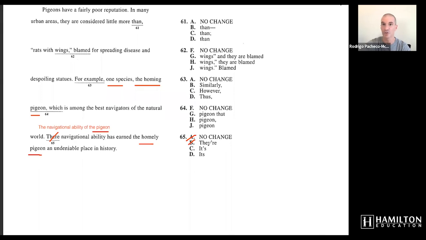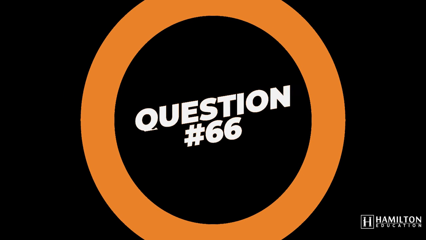There, this is a contraction for they are. So if we look at C and D, both of these are its, except that D is the possessive pronoun. C is a contraction for it is, but what we need is a possessive pronoun, and that's why D is our correct answer. Question 66 is a word choice question.